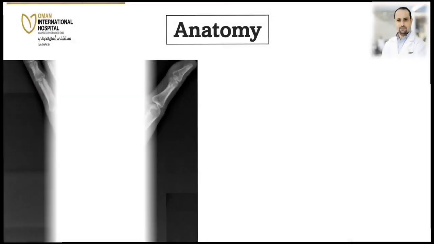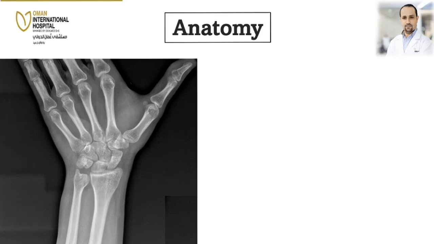Welcome again. When we talk about the anatomy of the wrist, we should keep in mind that this area is very complex, as we have 8 bones at the wrist, 5 metacarpal bones in addition to the radius and ulna. Here we will talk about the radiological anatomy of this area, starting from distal to proximal and from lateral to medial.